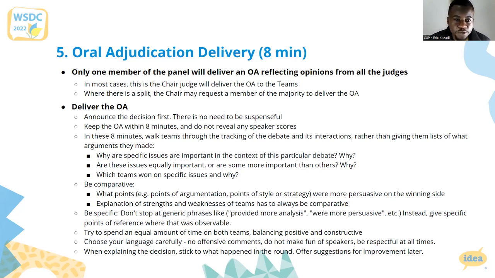The third thing to note is that you want to keep your OA within 8 minutes. Within these 8 minutes, you want to walk the teams through the tracking of the debate and its interactions, rather than just giving them a list of the arguments that were made. Why are specific issues in the debate more important than others? You want to articulate reasons as to why there are issues that were equally important, or if there were issues that were more important than others, give justifications for why the panel weighed them as such. Which team won on the specific issues and why.